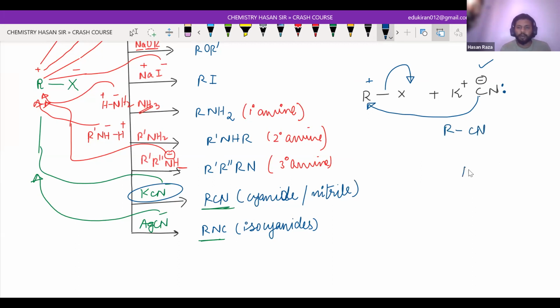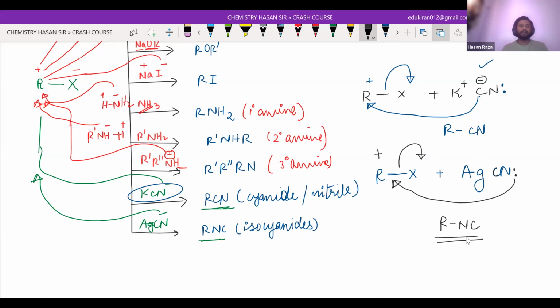But when you talk about AgCN, AgCN is more covalent. That means basically it is a covalent bond. So there will be no charge on carbon, but there is a lone pair on this nitrogen. So it will go on this, and that's why it becomes RNC, isocyanide. Due to this covalent character of AgCN, there is no negative charge on carbon. That's why it forms isocyanide. And since KCN is an ionic compound, there is a lone pair along with a negative charge. That's why this negative charge attacks on R, and this is cyanide or nitrile.